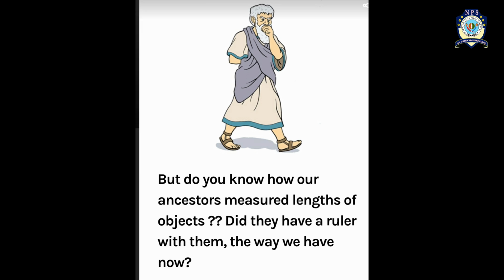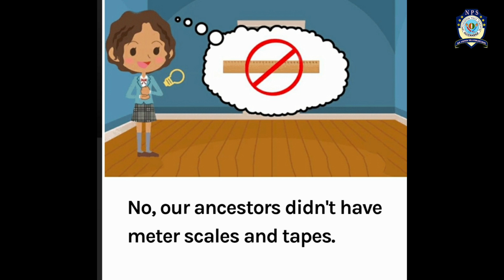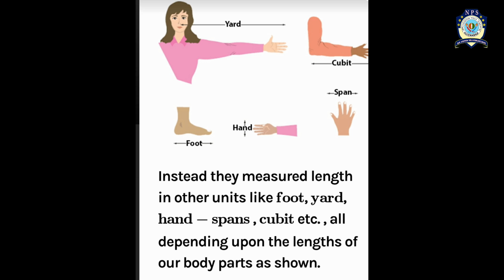But do you know how our ancestors measured length of objects? Did they have a ruler with them the way we have now? So when we give thought to this, we find that no, our ancestors didn't have any meter scales and tapes with them for the measurement of the different types of physical quantities. So what did they do? For measurement, they used different other units like foot, yard, handspans, cubit, etc., all depending upon the lengths of our body parts as shown here. As you can see, yard, cubit, span, hand and foot.